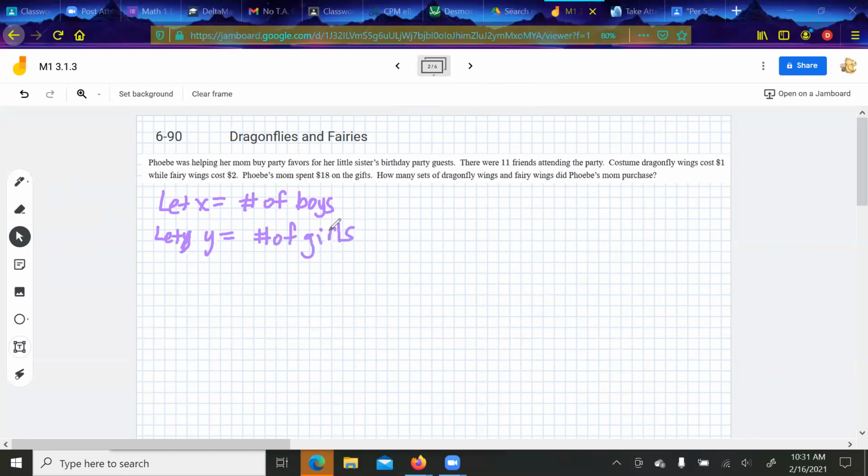A lot of times you're going to have a problem like this where they tell you the total number. When they tell you the total, that makes it super easy because you're going to come up with an X plus Y equation and it equals the total number. You're always going to have X plus Y equals the total. Well, our total is 11. So does it make sense that X plus Y equals 11? The number of boys plus the number of girls equals 11.